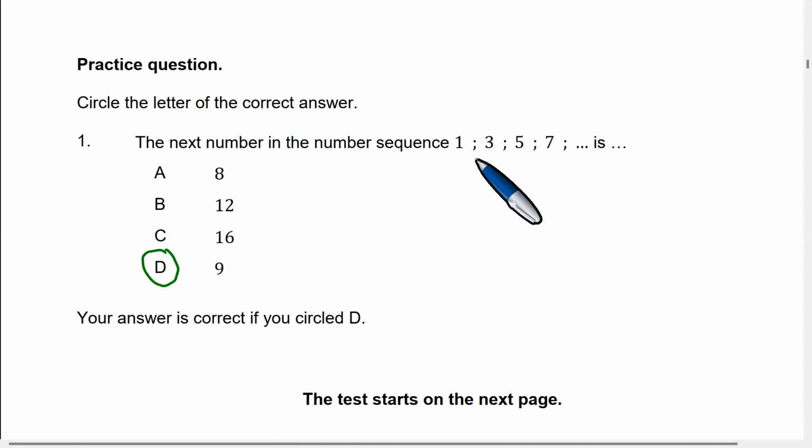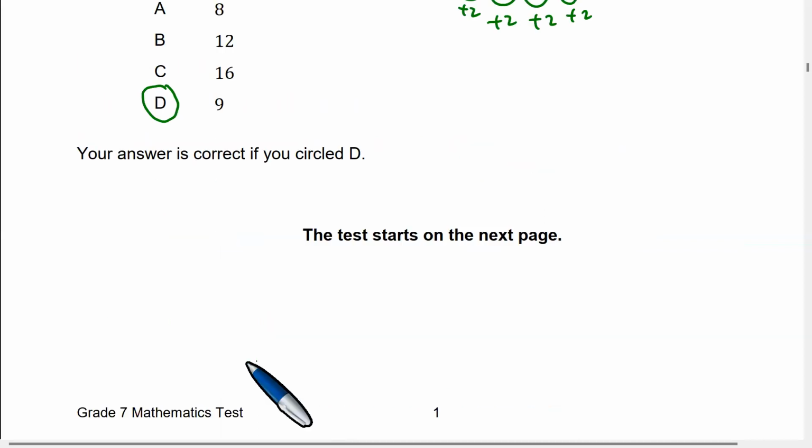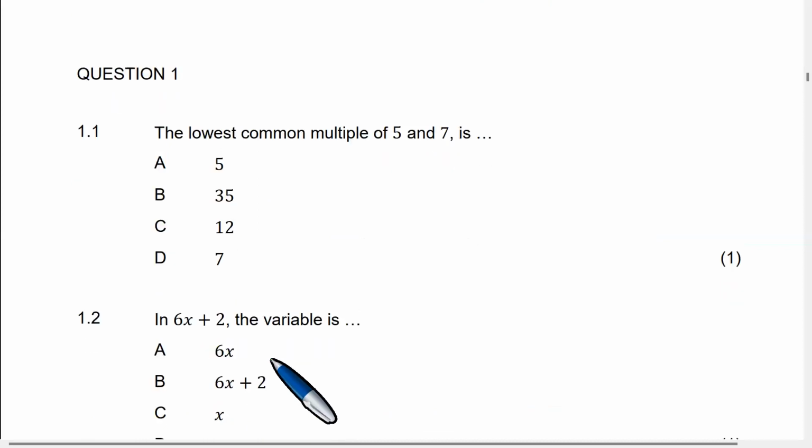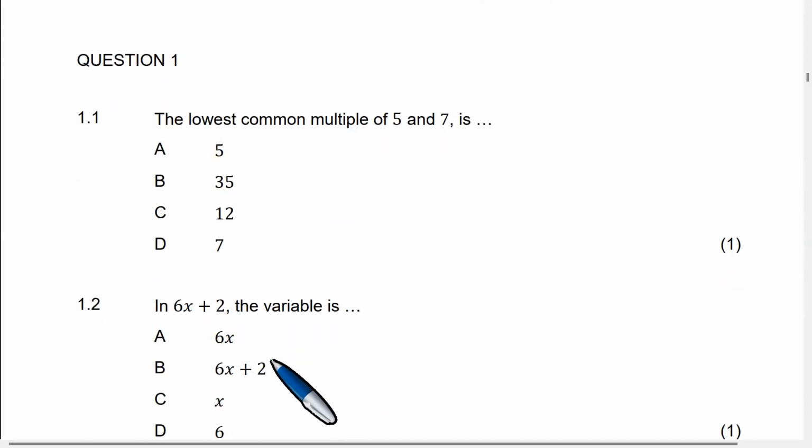So obviously you could see that the difference at this point is +2, then there is +2, and then there is +2. And then obviously now a +2 would yield a 9 and therefore D. Okay. We get to the real stuff, and it was just a recap on the kinds of things we've been doing. Let's look at question 1.